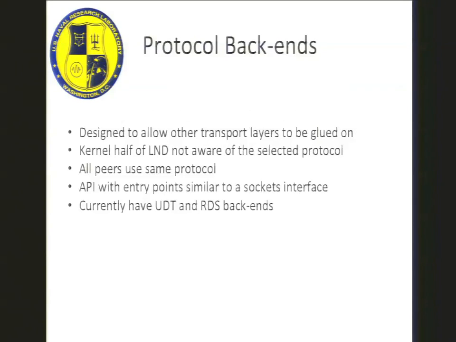But the API mostly has functions that look a lot like their sockets counterparts. So much so that the function prototypes are identical for a lot of them. And if you're using a protocol that has a sockets implementation, you can just provide pointers to things like connect and listen, send and receive. And we'll call those directly.